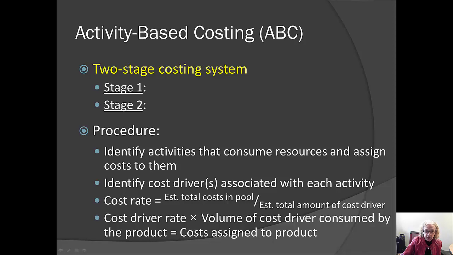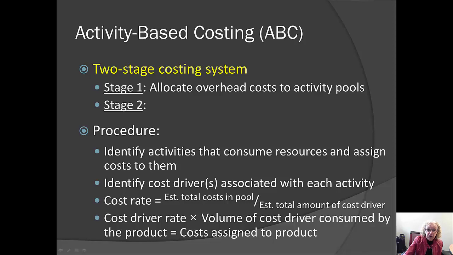In other words, first, we have to separate our overhead into pools. The difference is that under departmental costing, the pools are based on the department that is responsible for the overhead. In activity-based costing, the pools depend on the activities that caused overhead costs to come into existence.